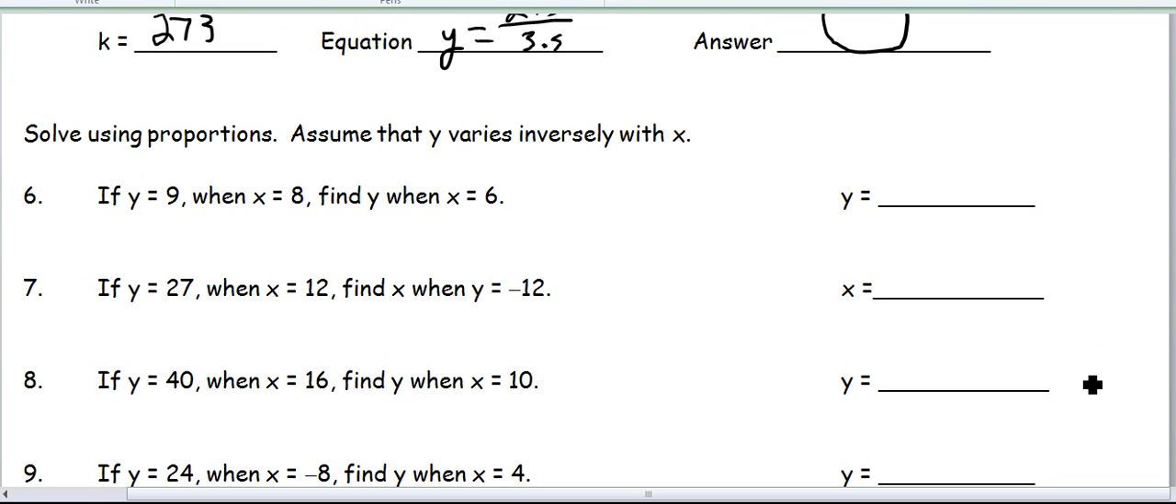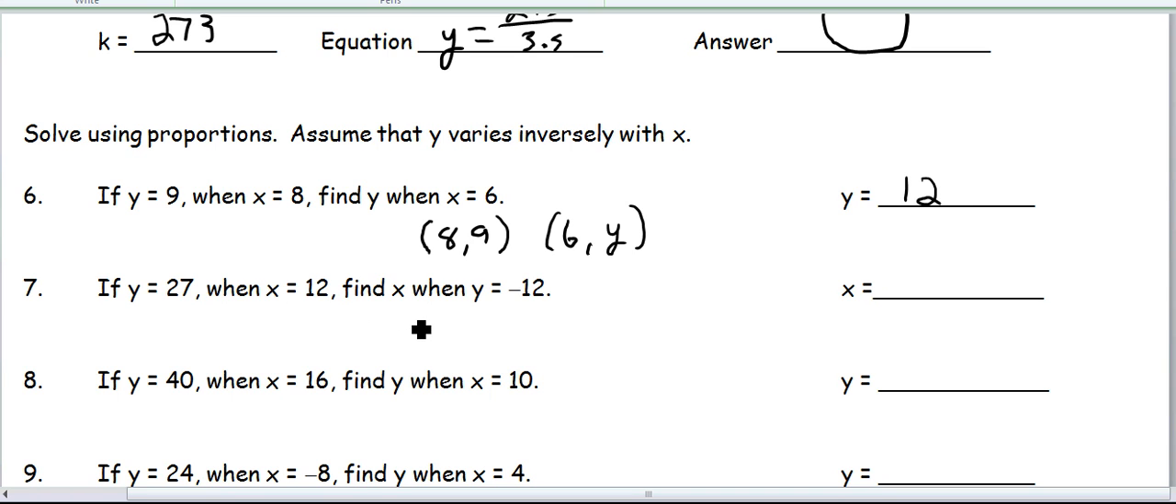All right. So solve using proportions. We're not going to do that. We're going to do the little trick that I showed you. So here I'm going to put 8, 9. Those are the two that I know. And then I have 6, and I don't know what y is. So what I'm going to do is multiply 8 times 9, and then I'm going to divide by 6. And what did you come up with? I came up with 12. All right, let's try it with this one.